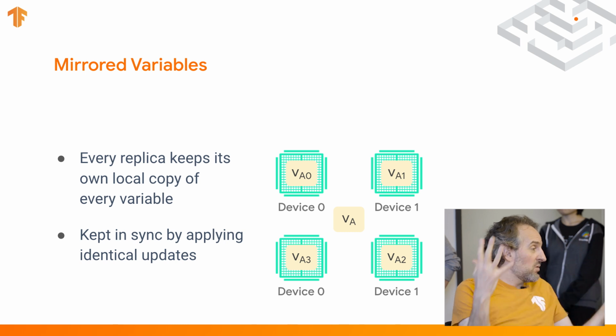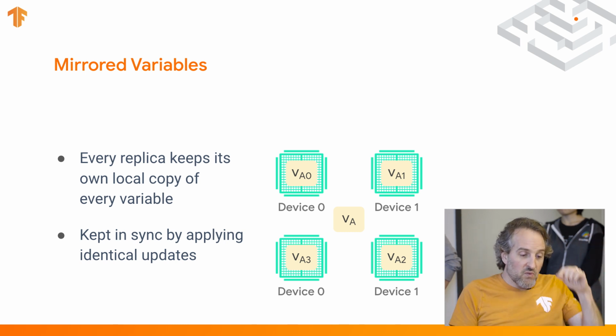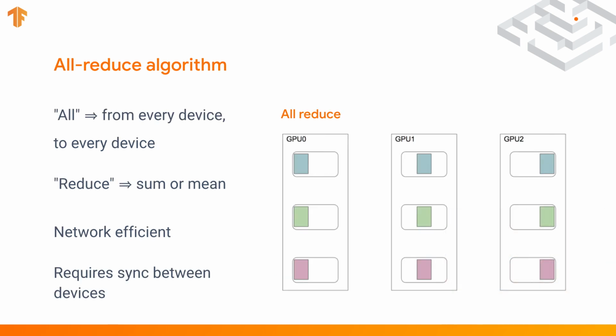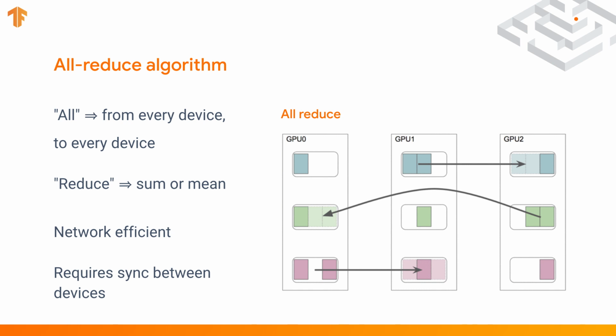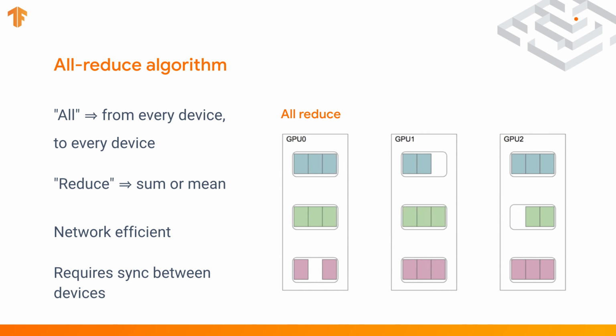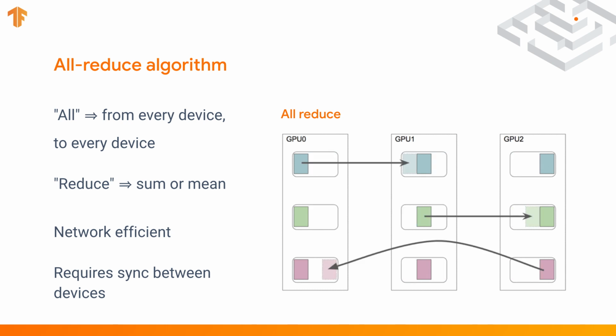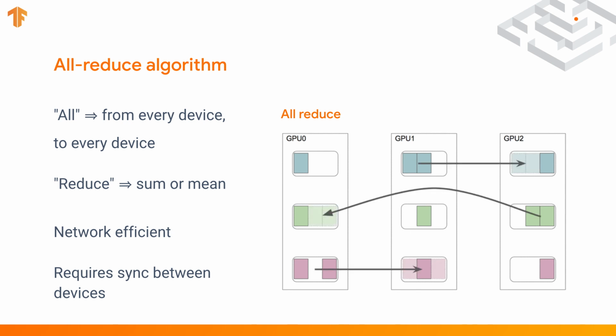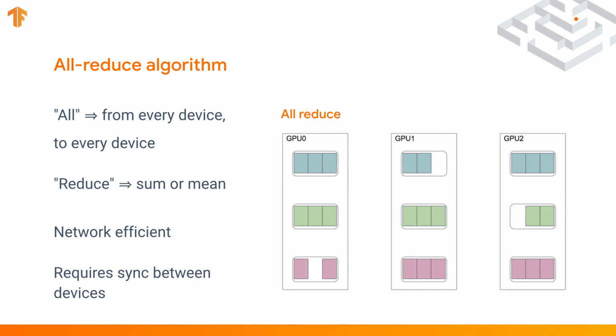Which brings us to all-reduce, which is a standard CS algorithm for communicating between devices in a network-efficient manner. Here, all means we're going to be communicating from every device to every device, and reduce means we're going to do basically a sum or mean. There are some other things like max and min and so forth that you can also do. But this is really where the synchronization is coming between the devices, and where we're also going to spend a significant amount of work adding new capabilities into the runtime.